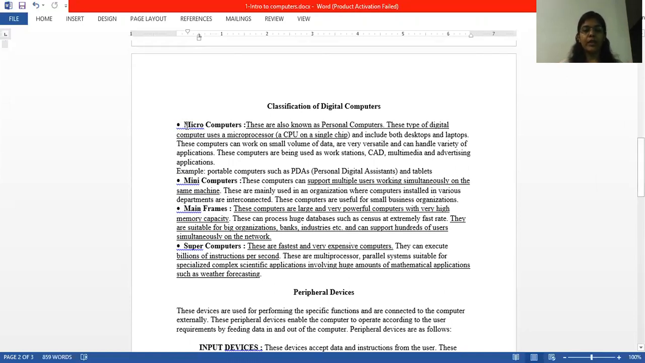Firstly we understand the term microcomputer. Microcomputers are the simple personal or small computers that we use in our daily life.